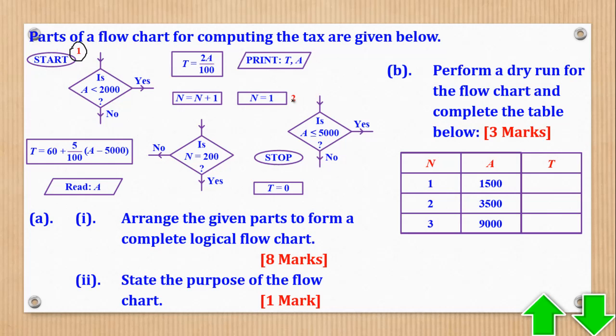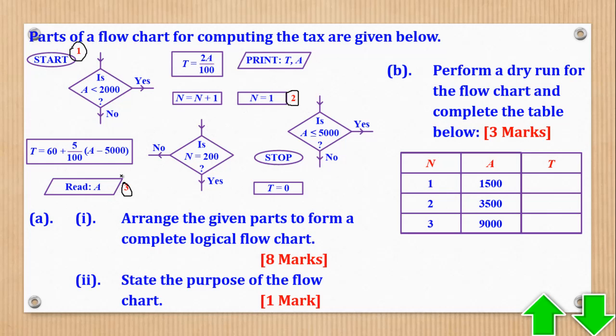But before a read, there is this initial value of n equal to 1. So that's what will be our next. Then from there we shall read our value of A. A is the amount. Remember, we are under taxes. N means the number of taxpayers, or the number of people whose taxes are being computed.